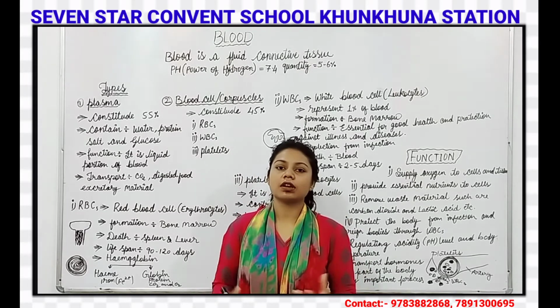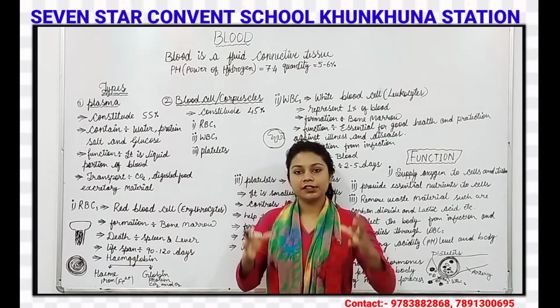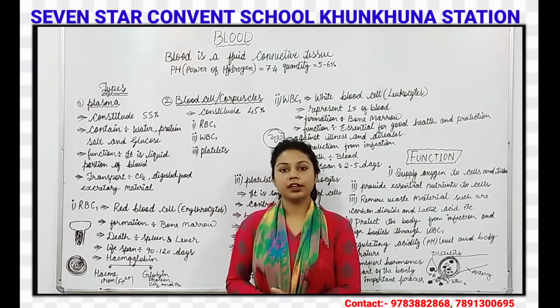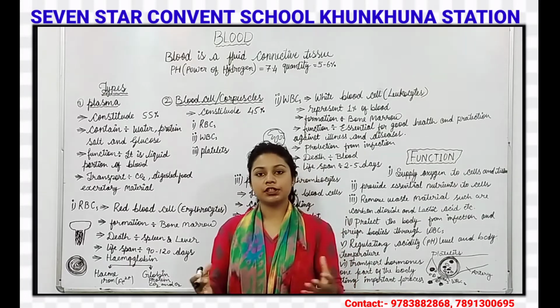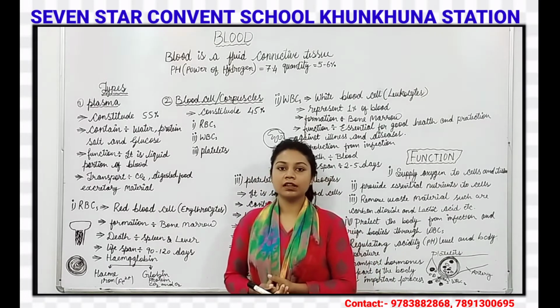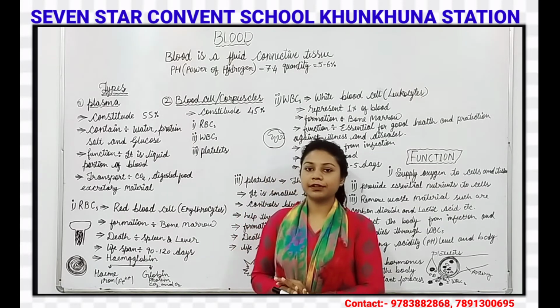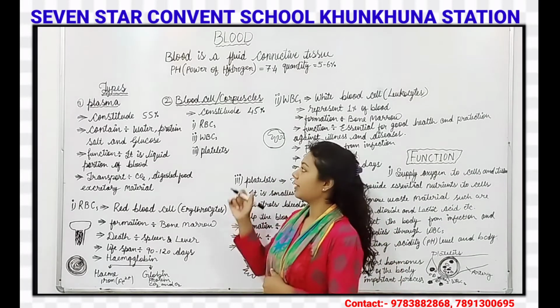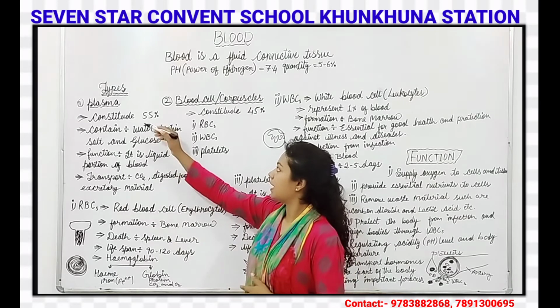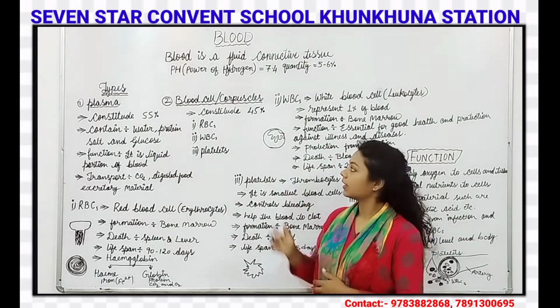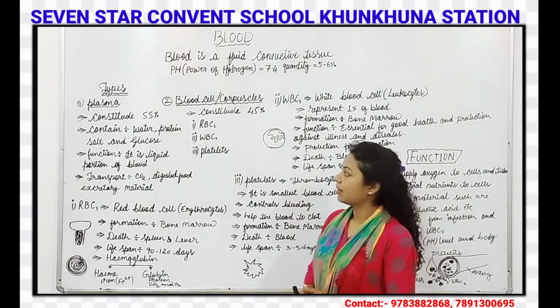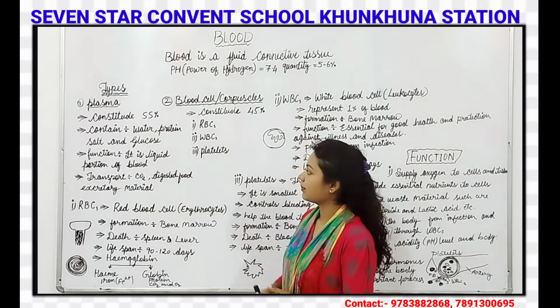If we talk about this blood, it is very essential for human life. It is very essential for living things. And here in blood we have two types. They are the plasma and the blood cells or the corpuscles. First we will talk and discuss about the plasma.